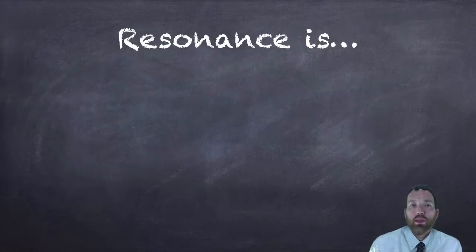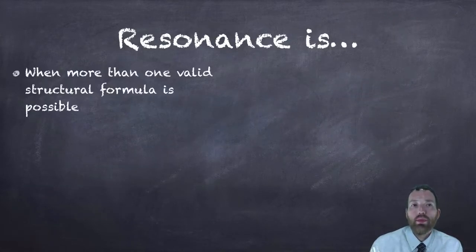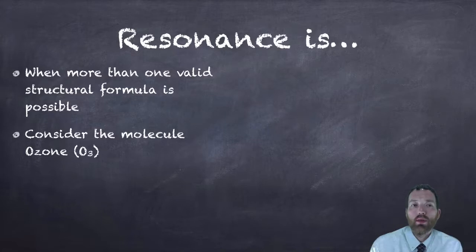Let me show you one more thing here. Resonance is when there is more than one valid structural formula possible for your diagram. So let's consider the molecule ozone. Take a minute here and try to figure out how many bonds ozone, O3, is going to need. Remember to do your little math formula, wants minus has divided by 2.